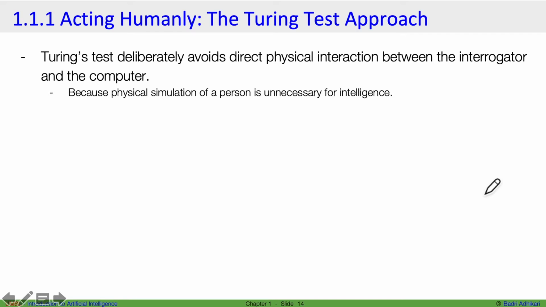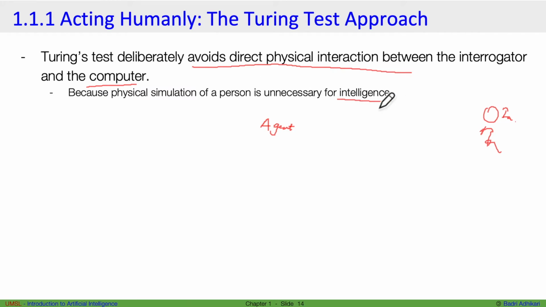Now, Turing deliberately avoids direct physical interaction between the interrogator and the computer. That is, he intentionally designed the test such that your agent could be somewhere else and your interrogator could be somewhere else. That's because, by his definition of intelligence, he believed that for checking intelligence, physical simulation of a person is unnecessary, because we can be intelligent even over the telephone or through chatting and so on.